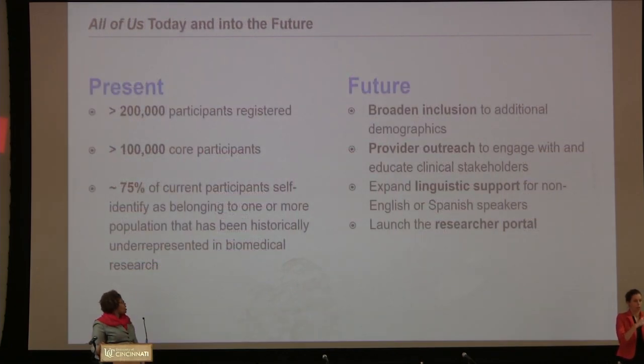So where is the program now? As of January, there are more than 200,000 participants who are registered and are in the process of joining the All of Us Research Program. 115,000 of those are fully enrolled. I mentioned those UBR goals. 75% of participants come from one or more of the UBR populations, and 50% of them are from a racial and ethnic minority. So far, the program's on track.